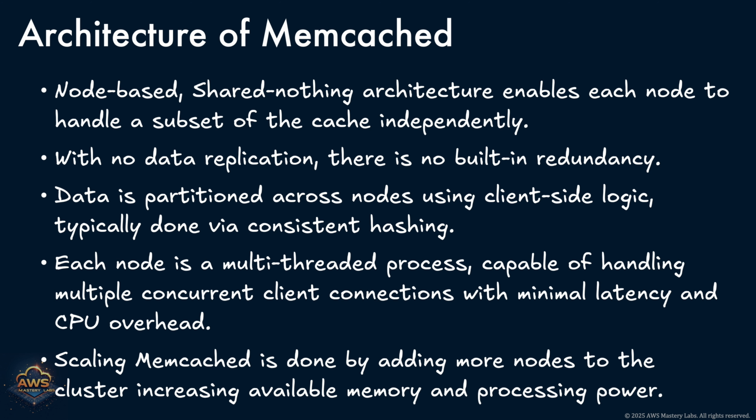the cluster. Each Memcached node runs a multi-threaded server process, capable of handling large numbers of concurrent connections. This design ensures that Memcached can support high throughput and low latency access even under demanding workloads. Another architectural characteristic is that Memcached has no persistence layer. All data is held in RAM and is lost upon node termination or restart.